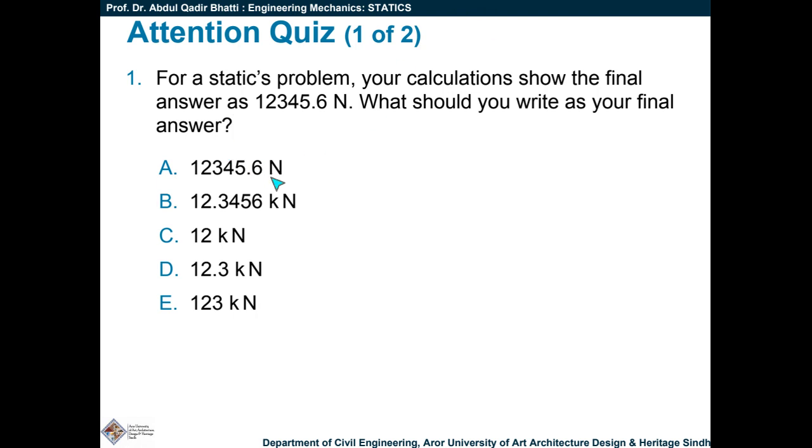A is the same, right? A is given here. And B is what? 12.3456 kilonewton. Is it correct?